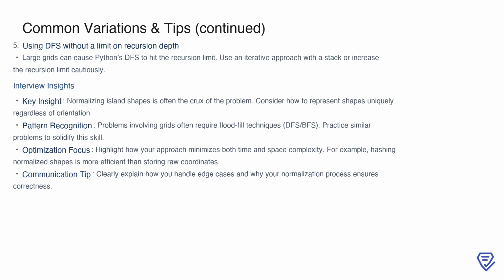Recognizing patterns is also important. This problem shares similarities with other grid-based problems that use floodfill techniques, like DFS and BFS. It's a good idea to practice these techniques to build confidence. When optimizing your solution, focus on minimizing both time and space complexity. For instance, hashing normalized shapes is far more efficient than storing and comparing raw coordinates. Lastly, when explaining your solution, be sure to clearly articulate how you handle edge cases and why your normalization ensures correctness. This demonstrates both your understanding and attention to detail.